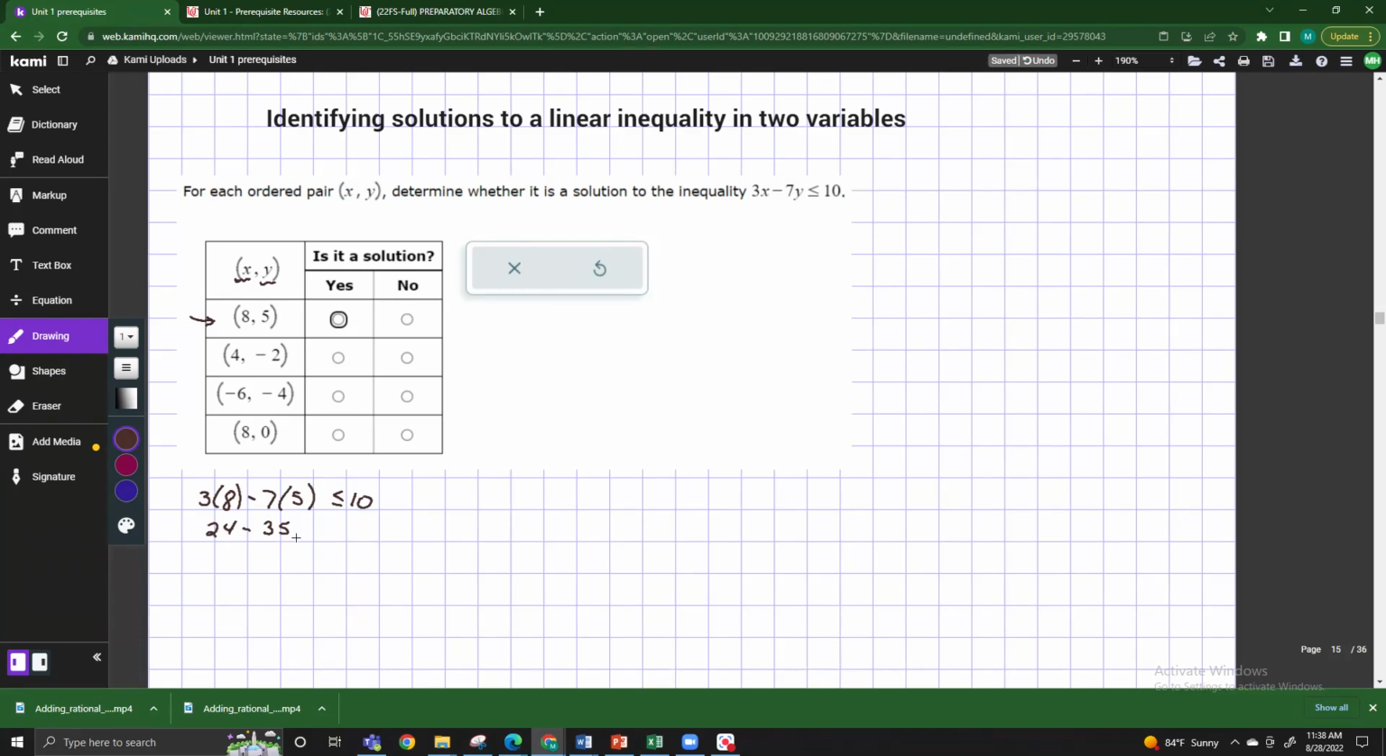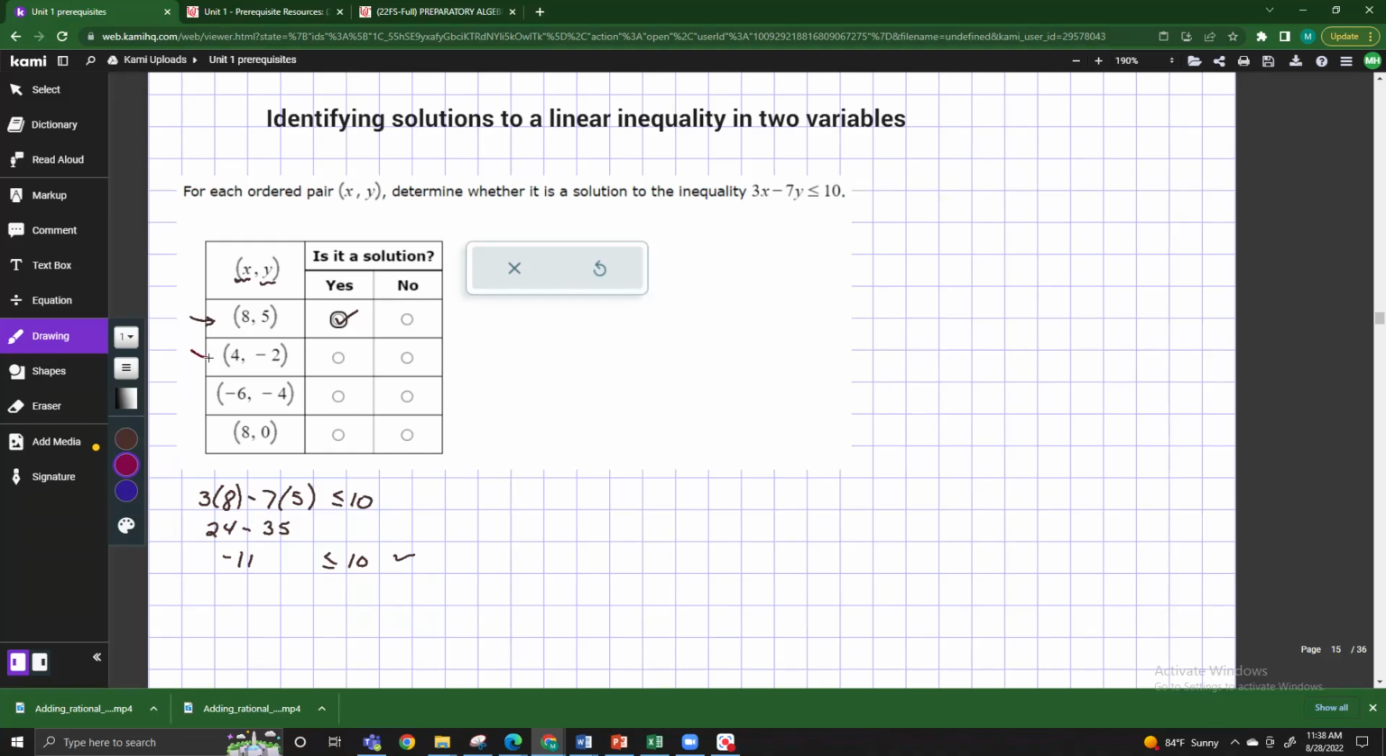24 minus 35, so 35, 24, there's 11 between them. The 35 is bigger, so it's a negative. And then is that less than or equal to 10? So negative is smaller than a positive, so this is a yes. All right, if you need to, put it on the number line. I always think of a number line, even if I don't write the number line.